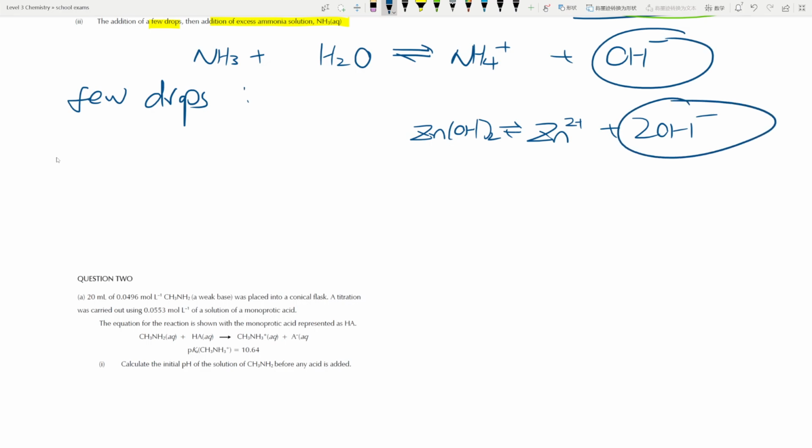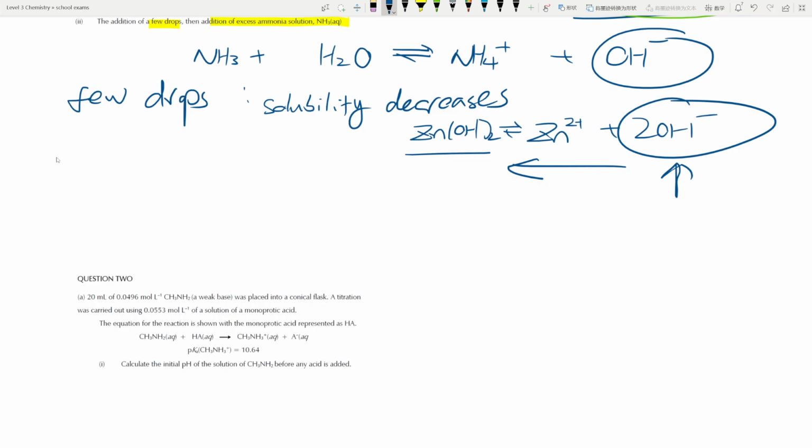If you only add a few drops of the solution in there, this OH- concentration is going to increase. It's going to shift to the left to use up the hydroxide. So the solubility actually decreases as a result. The solubility decreases due to the common ion effect of the hydroxide. But then if you add excess, this is where you need to go to the resource sheet.